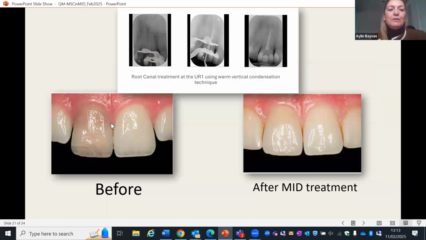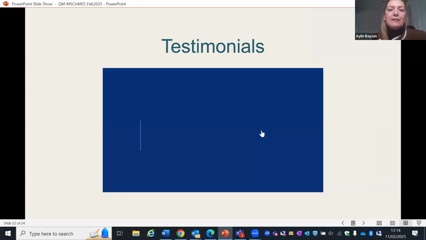As I mentioned, we do bleaching as well following the root canal treatment. This was a discolored tooth, and one of the MSc students did a root canal treatment because the tooth was devital and non-vital. After the root canal treatment, we did internal and external bleaching, and this is the outcome. Really nice cases.